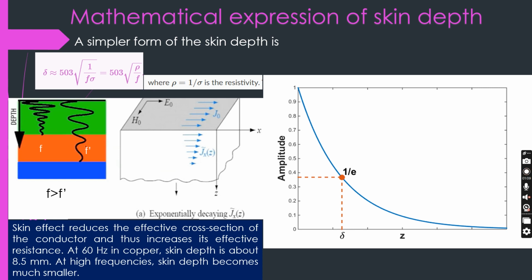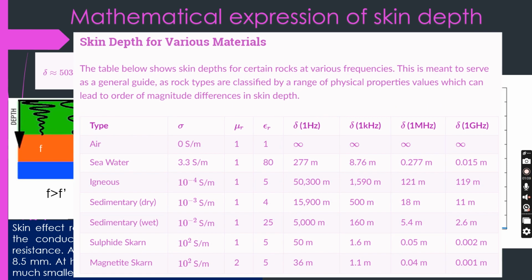Now I'll show another thing, attenuation. Just for understanding, in case of air, skin depth is infinite, so air is not measurable. Now seawater, in case of 1 hertz, 277 meters. With increasing frequency it is decreasing, 8.76, 0.77.